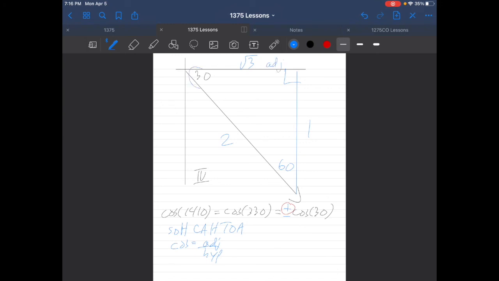Adjacent is up here next to our reference angle. Hypotenuse is opposite the 90-degree angle. So we're looking at this equaling radical 3 over 2. And again, the answer here is positive. I should have switched it up so you can see a negative answer. But it's fine.